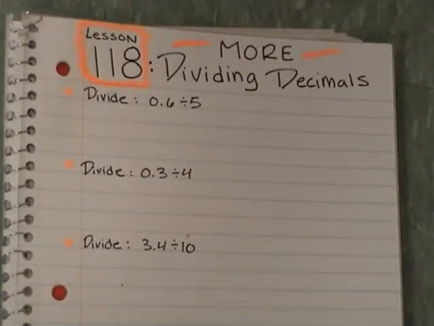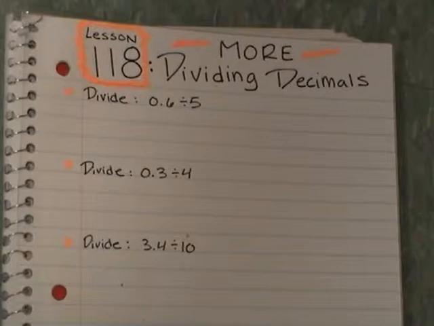Alright, so tonight's lesson is lesson 118, and we are doing more dividing with decimals. Okay, so the first one we have is 6/10 divided by 5.